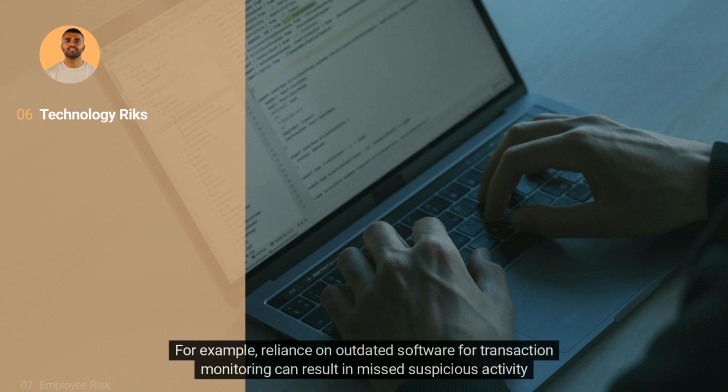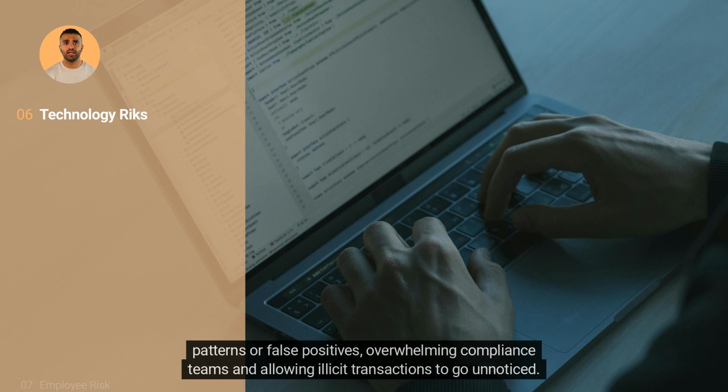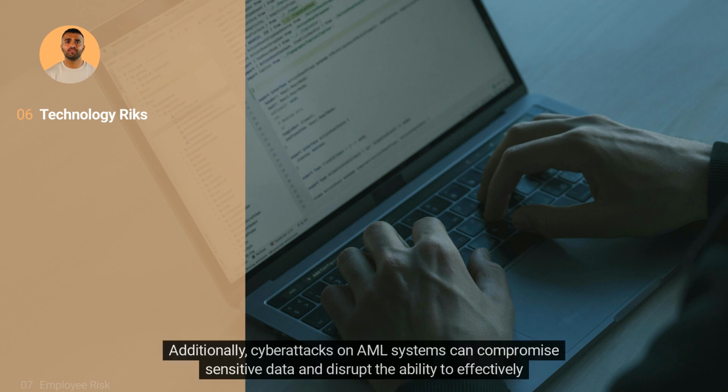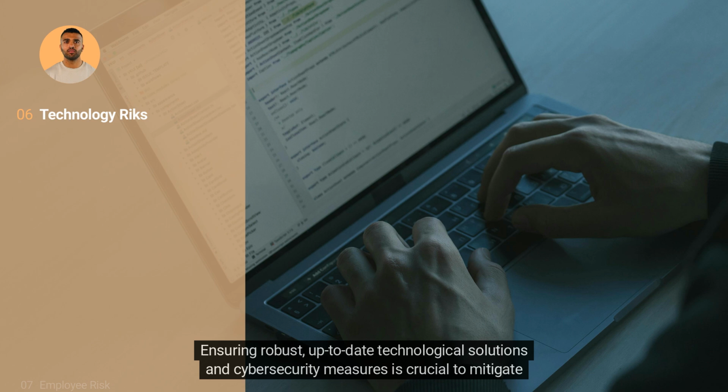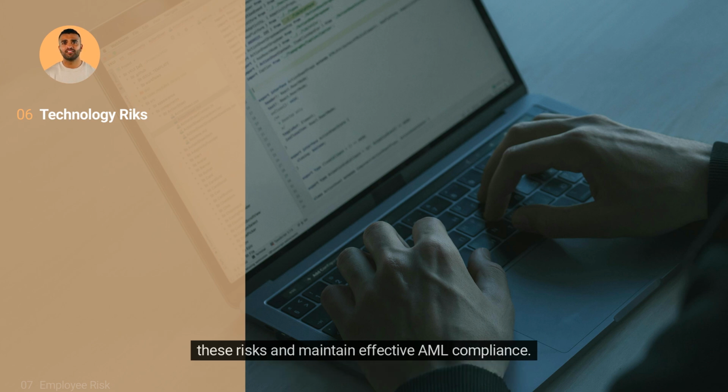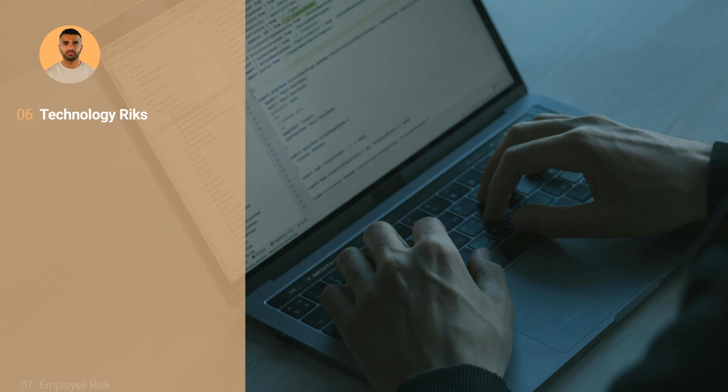For example, reliance on outdated software for transaction monitoring can result in missed suspicious activity patterns or false positives, overwhelming compliance teams, and allowing illicit transactions to go unnoticed. Additionally, cyber attacks on AML systems can compromise sensitive data and disrupt the ability to effectively monitor and report suspicious activities. Ensuring robust, up-to-date technological solutions and cybersecurity measures is crucial to mitigate these risks and maintain effective AML compliance.